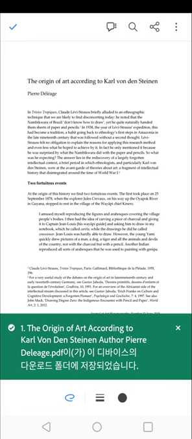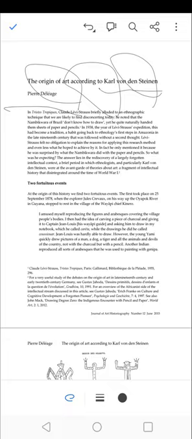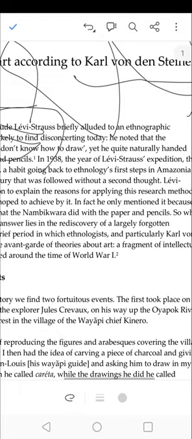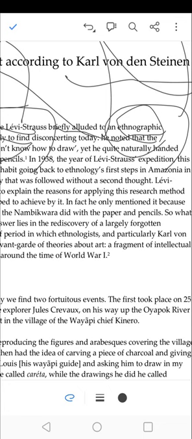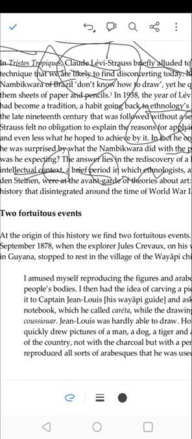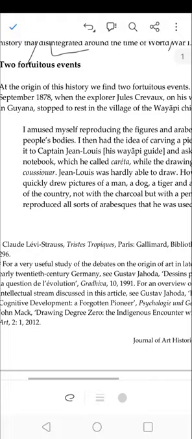Origin of art according to current custom. Entre tropicas, colored statues briefly alluded and etymology graphic etologies four steps in reason for applying with the paper and pencils. Intellectual context, a brief period in which anthologistics integrated around the time of World War.